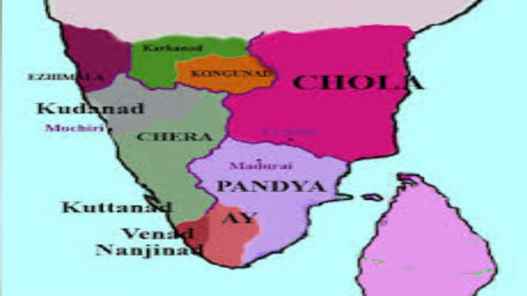Papyrus is nothing but a paper. Okay, produced out of the papyrus plant, used extensively for writing purposes in ancient Egypt. Okay, now come to the Sangam Age, main heading. That's okay, an important period in the history of South India.